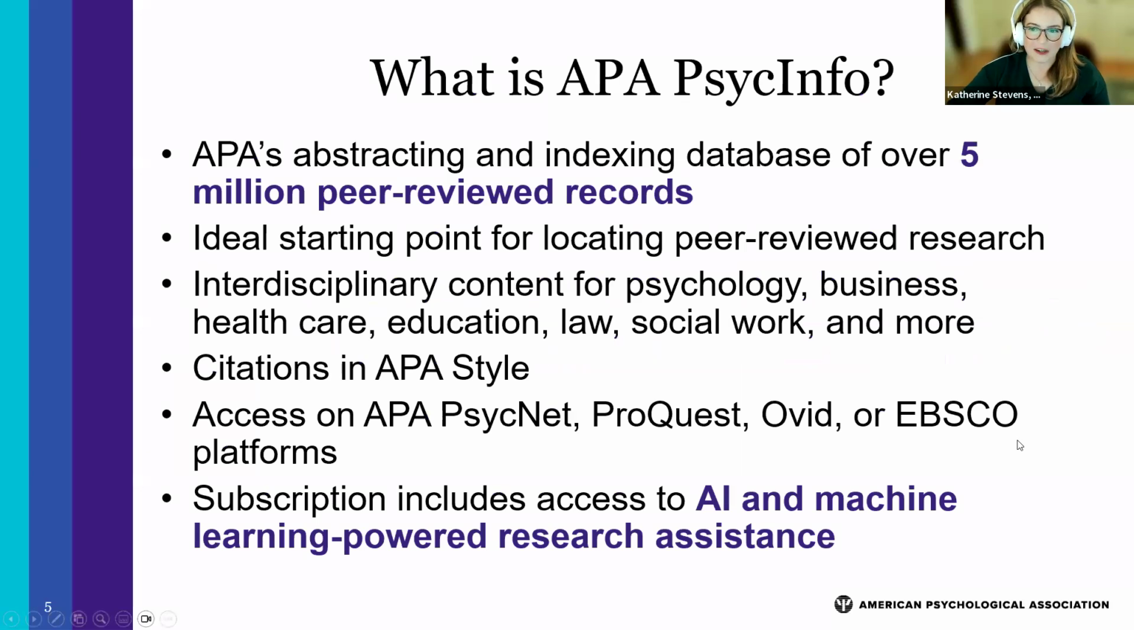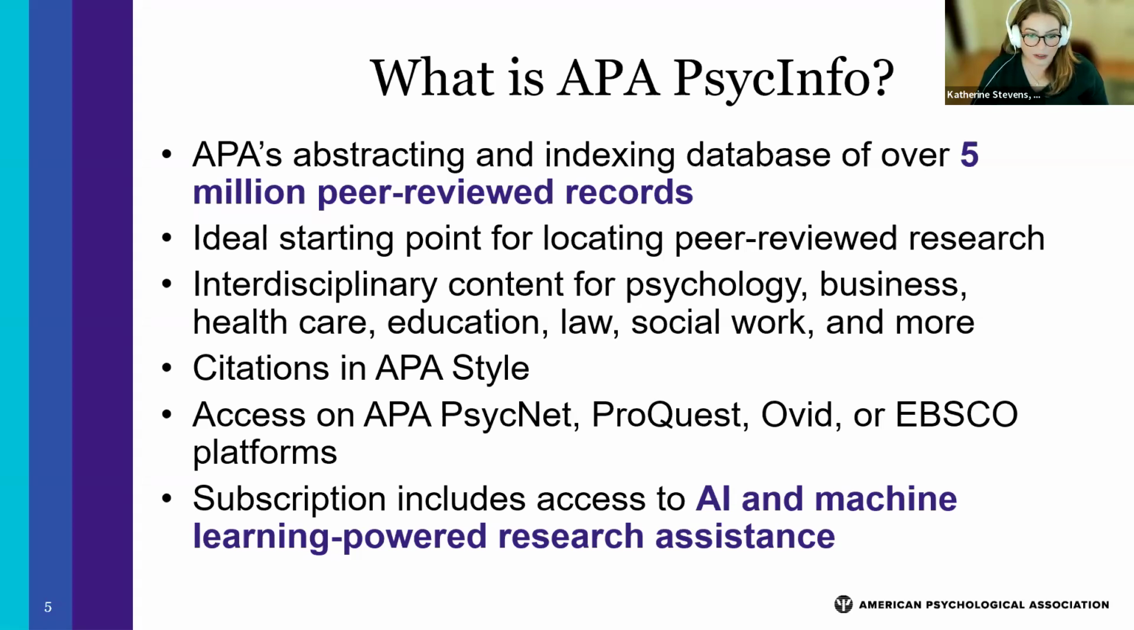So to start, we are going to jump into what is APA PsycInfo. APA PsycInfo is our abstracting and indexing database of over 5 million peer-reviewed records. I believe the number is now 5.6 million records at this point. So it is the world's premier resource for psychological research and behavioral science research. We like to think of it as an ideal jumping off point for locating peer-reviewed research across many disciplines. So we have interdisciplinary content for psychology, business, healthcare, education, law, social work, and much more.